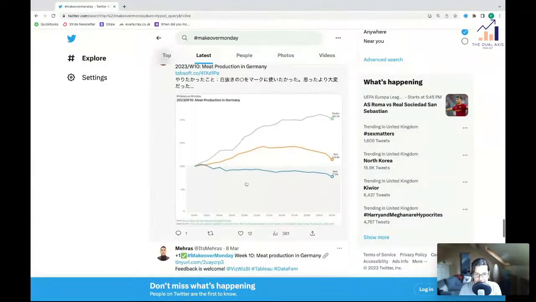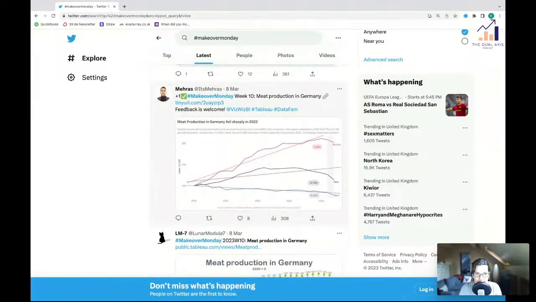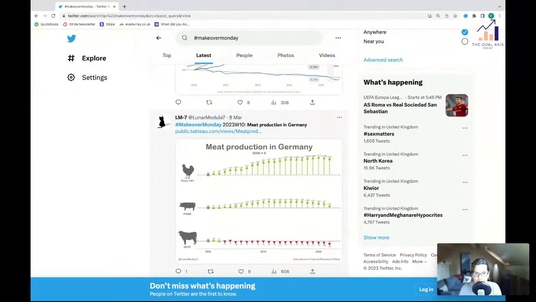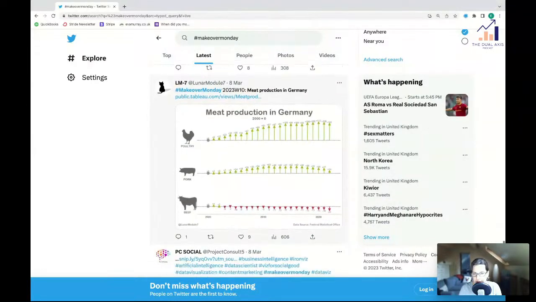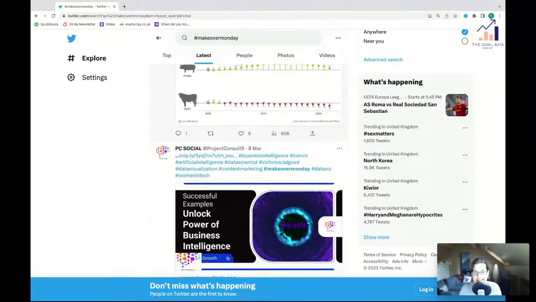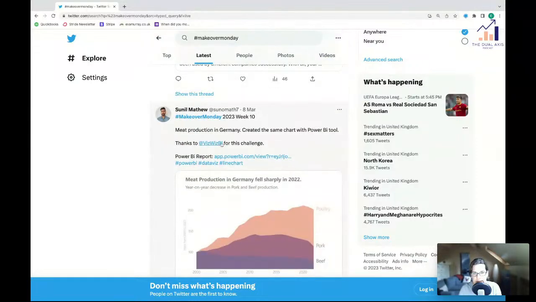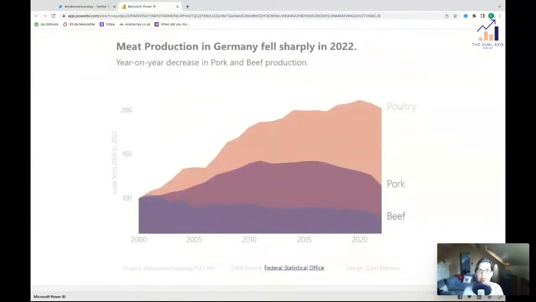Okay, the next one is very similar, so I'm just going to skip it and see if there's something else. It's different. Okay, we've got arrows again. No green and red, please. Okay, here's the area chart in Power BI. Let's do that. I think Andy did a Power BI one as well this week.